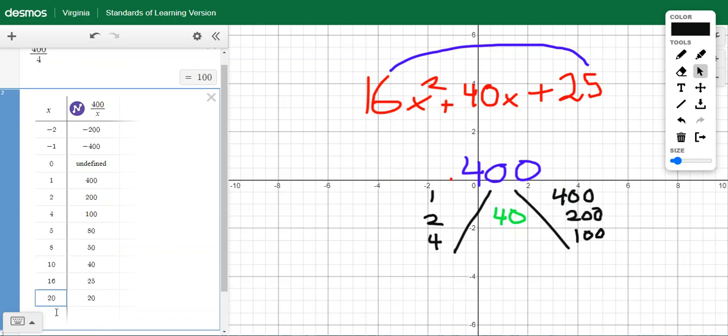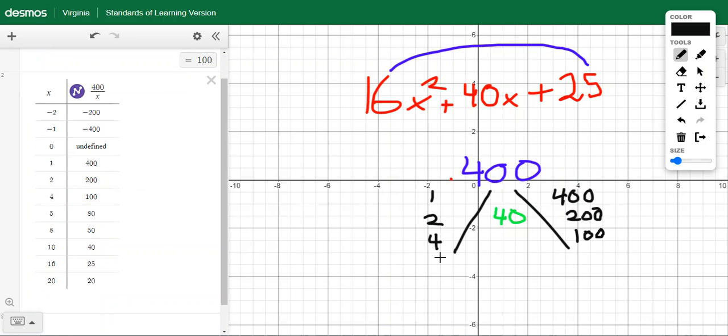Now, do you see how this is 20 and 20? Once I keep going, the next one's going to be 25, and I'll have looped around back to the beginning. So this is all of my factors. We had already done the first 3, 1, 2, and 4. The other factor pairs that multiply to equal 400 are 5 times 80, 8 times 50, etc.